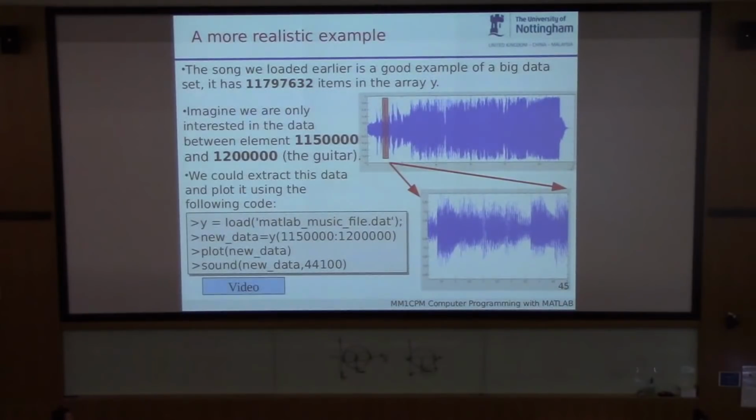So to do this whole procedure of just listening to the guitar, we go y equals load MATLAB music file.dat. So that loads the music file into y. We go new data equals y, which is the name of the array where our music's stored, 1.15 millionth element to 1.2 millionth element. We can plot the data like that, and then we can send it to the sound card at a rate of 44,100 samples per second because it's CD quality music. And then we can listen to just the guitar. So let's do that.